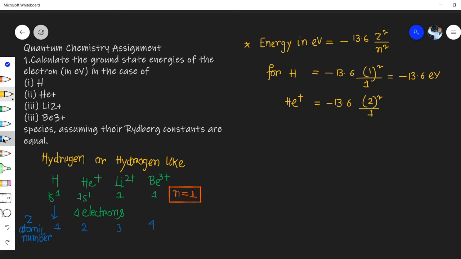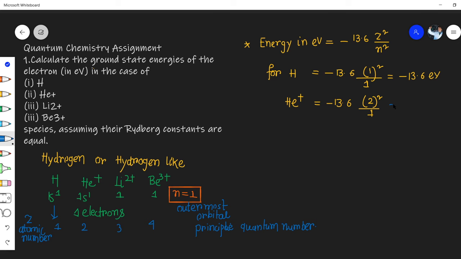So where the value of N is equal to the principal quantum number of the outermost orbital. Principal quantum number. Now since all of these have the 1s orbital, each and every one will have N equal to 1 only, right? The N value will be 1 only.